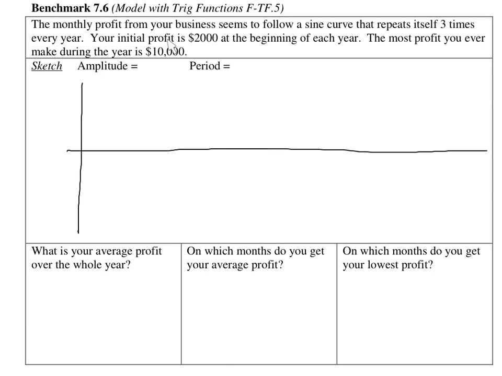The monthly profit of your business seems to follow a sine curve that repeats itself 3 times. Your initial profit is $2,000, and at the beginning of each year, the most profit you ever make is $10,000. So, if the highest this is going to get is $10,000, and you're starting at $2,000, let's go by 2,000. So that's 2, 4, 6, 8, 10.